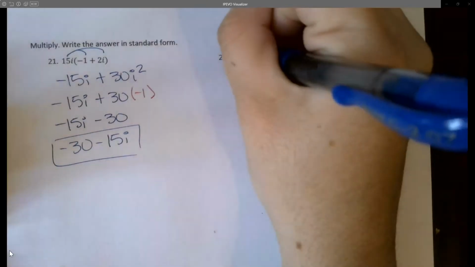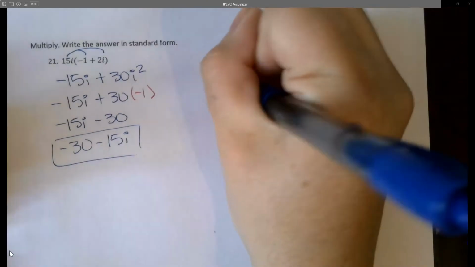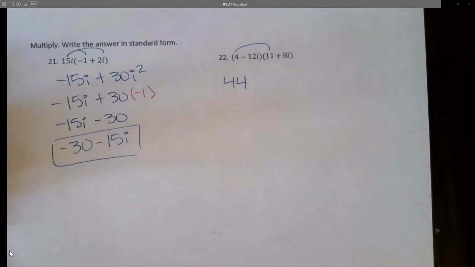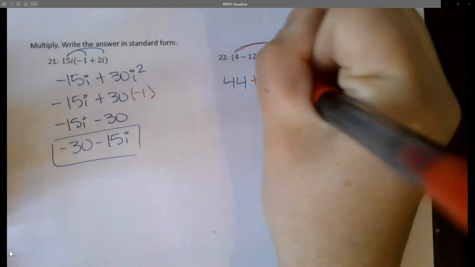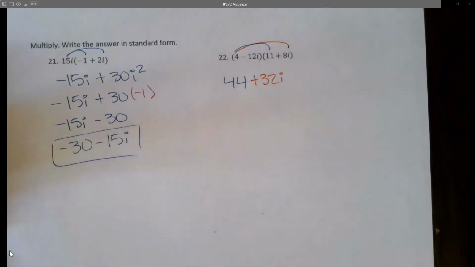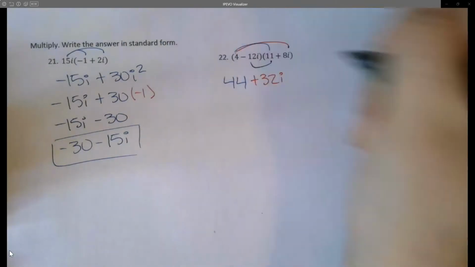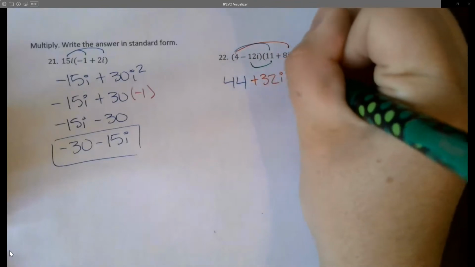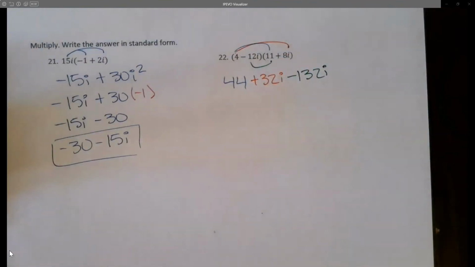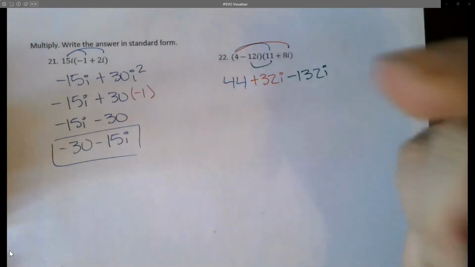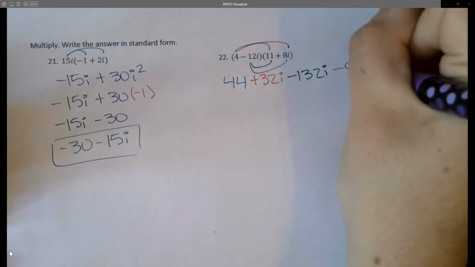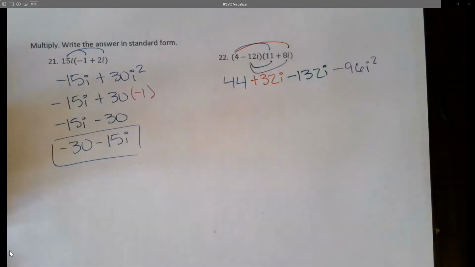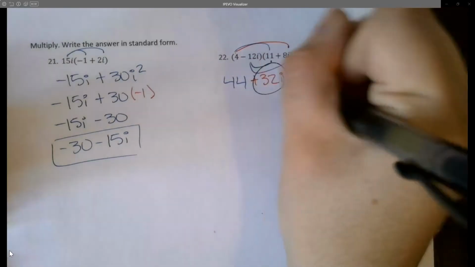On 22, I want to go ahead and FOIL. I have 4 times 11, which gives me 44. Then I have 4 times 8i, which gives me 32i. Then I want to do negative 12i times 11, which gives me negative 132i. And then I want to take that negative 12i and multiply by a positive 8i, which gives me negative 96i squared.